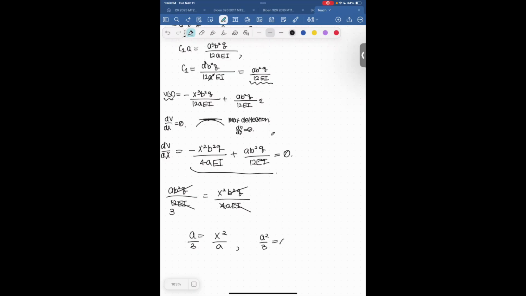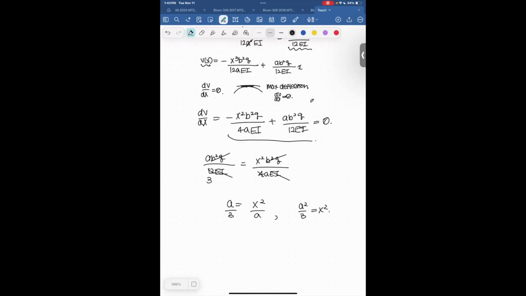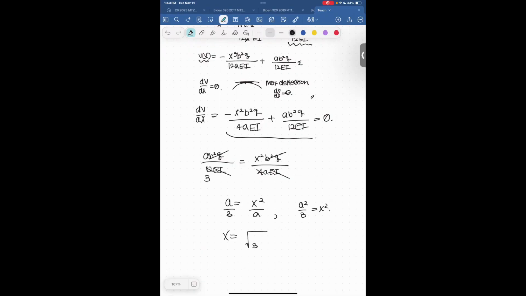So x is equal to a over root 3. And that is our answer.